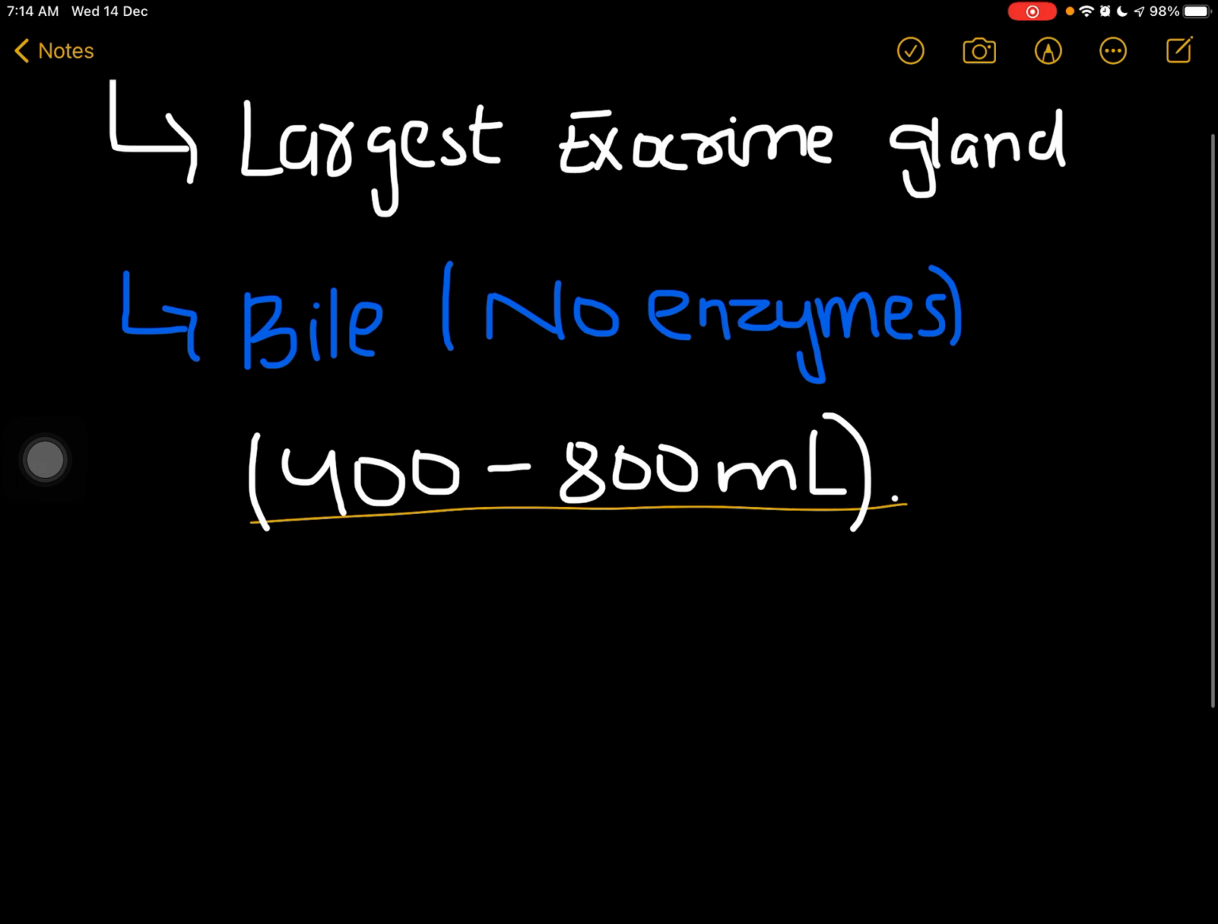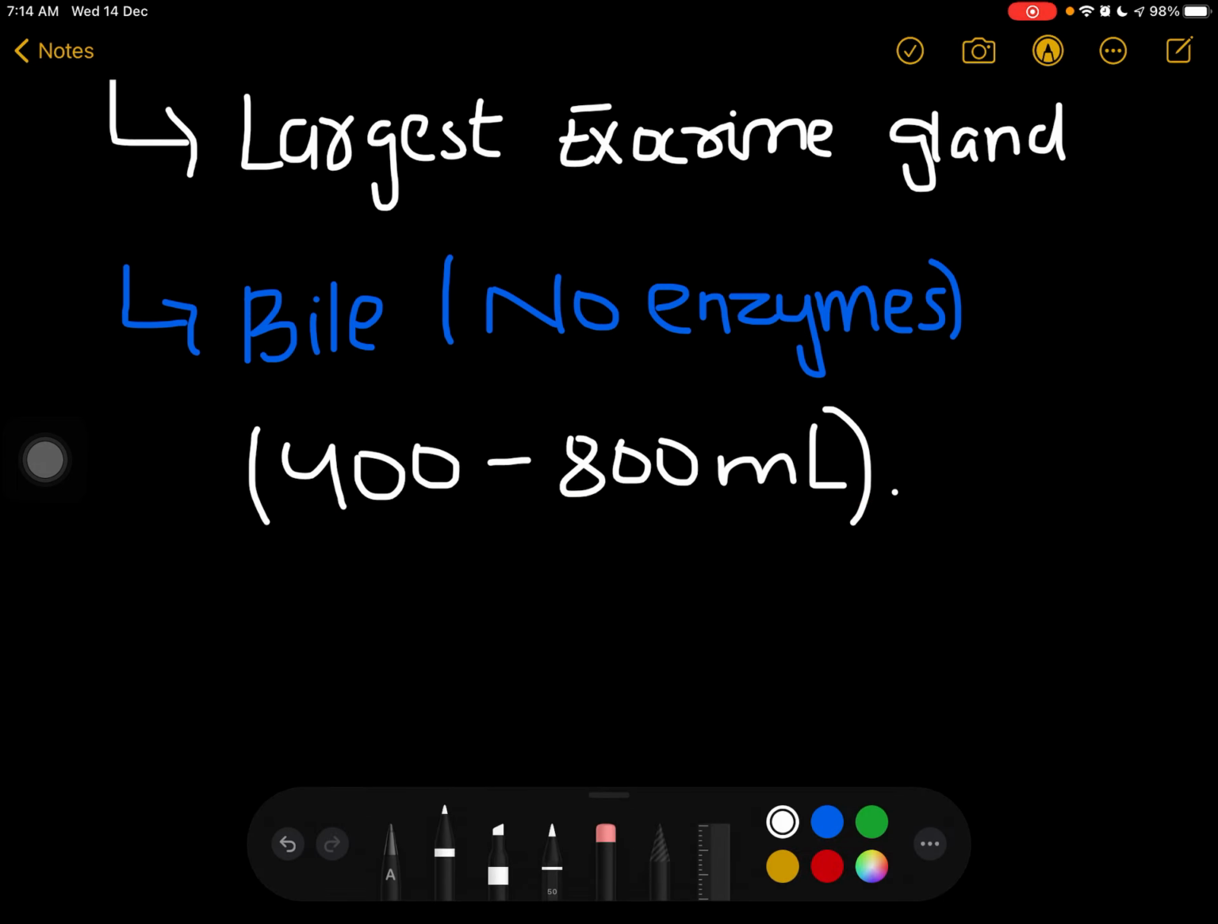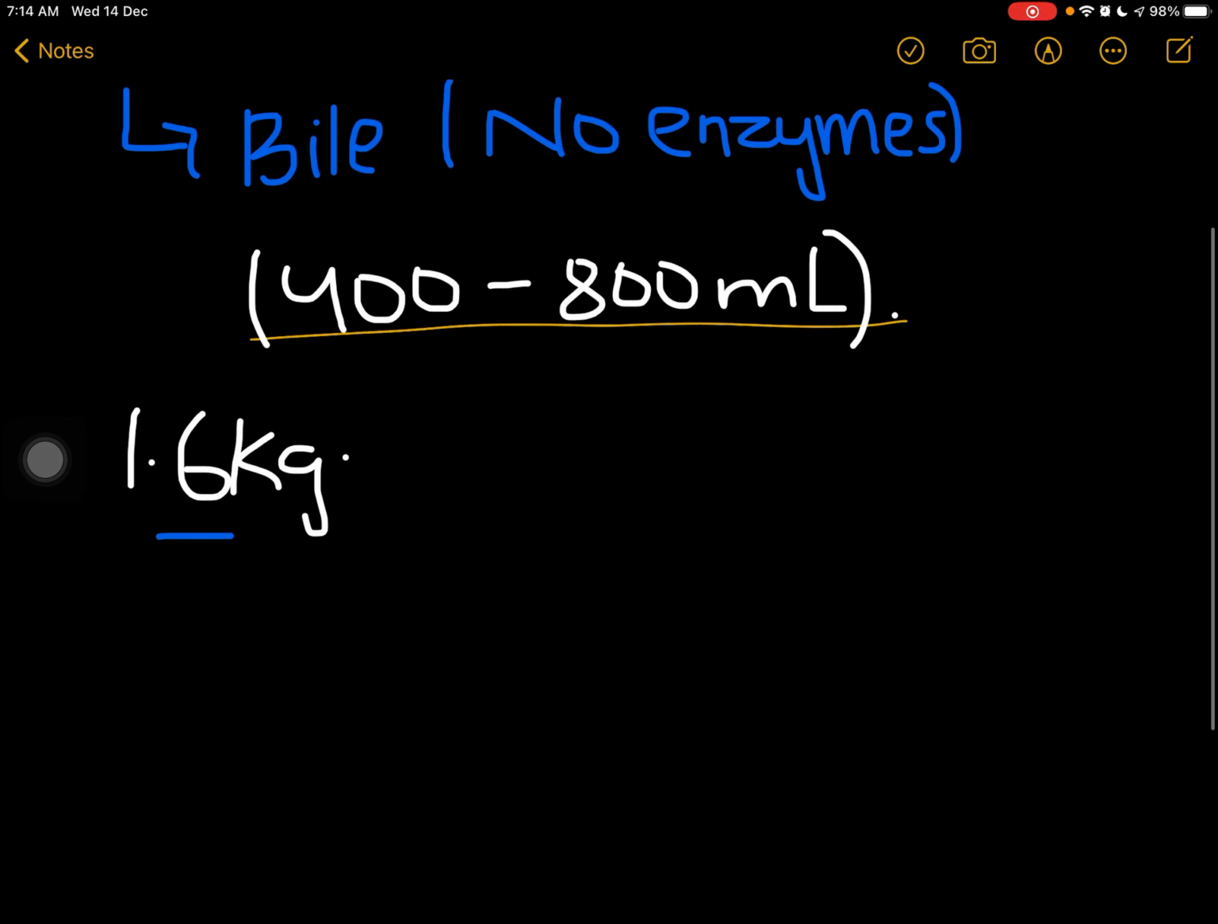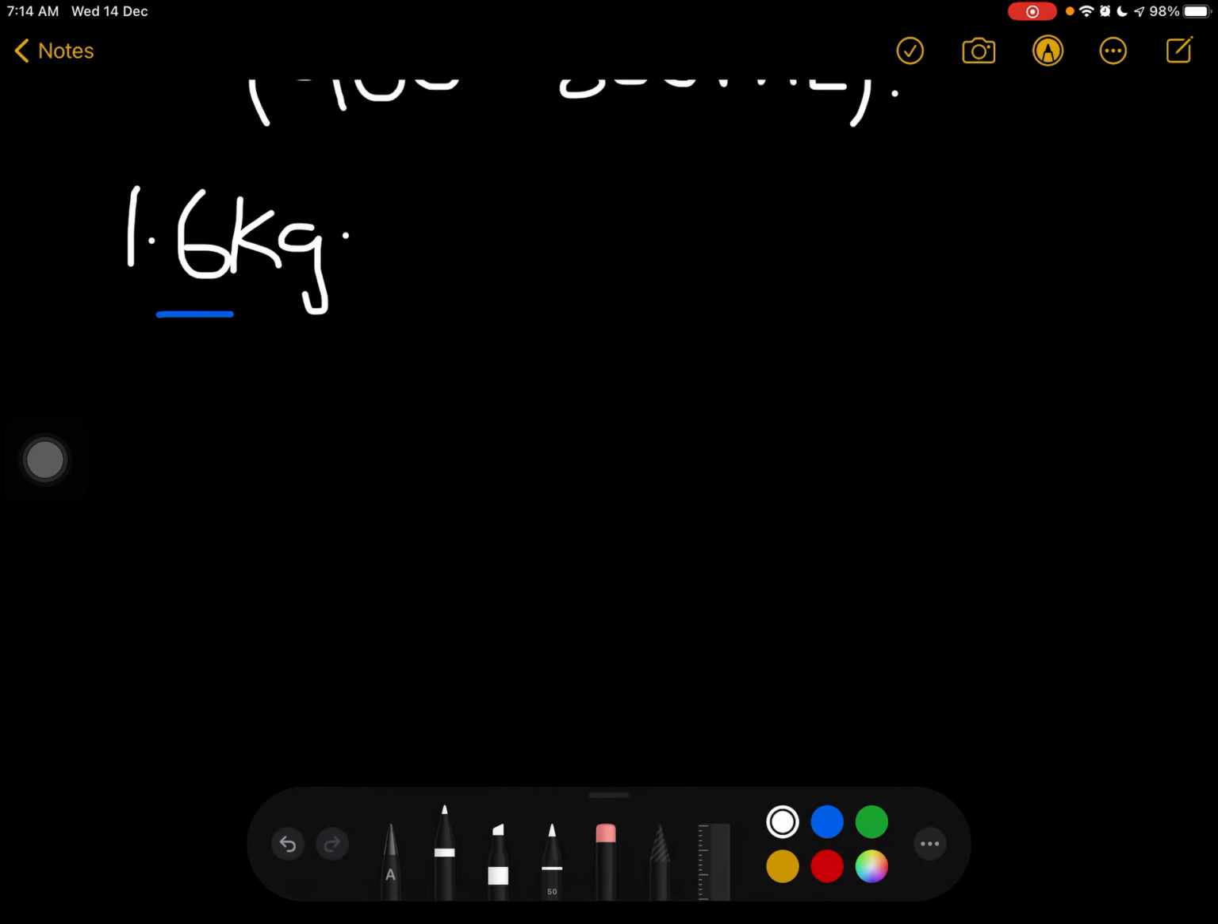So now let's talk about the weight of this liver. The weight of liver is 1.6 kg. So basically liver has four lobes, right?